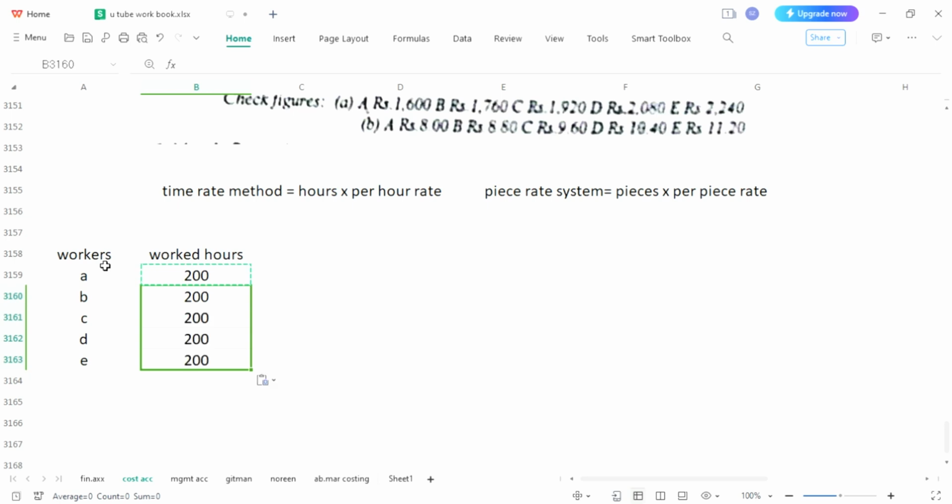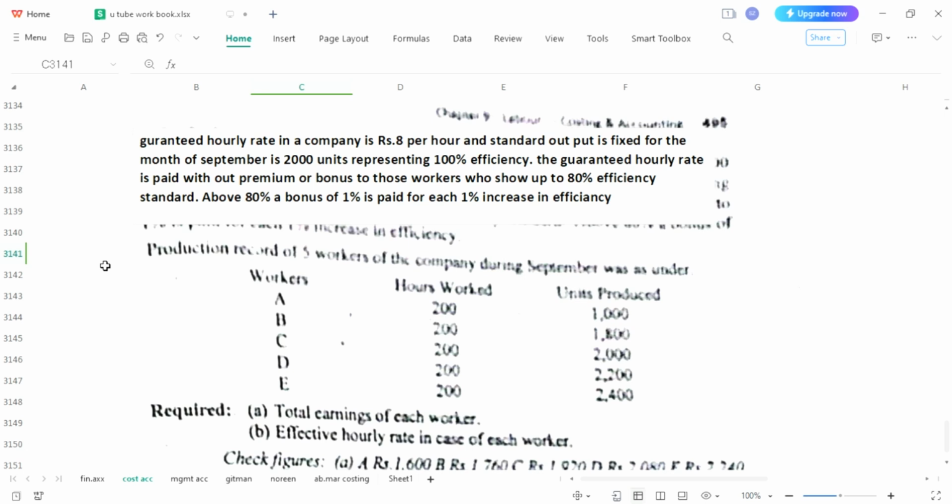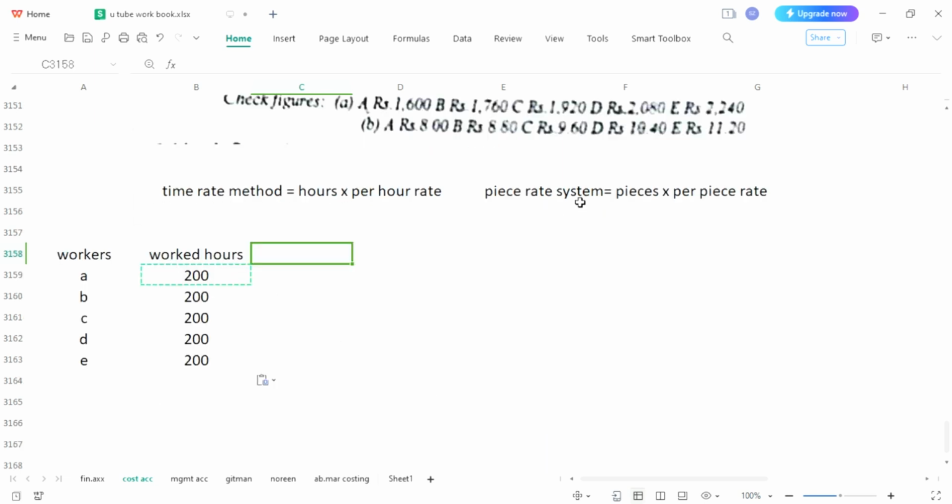So here, 200 hours. All right. Now we will see what is important for us. 2000 number of units is fixed and 80% efficiency is shown. So here, 80% efficiency should be mentioned.